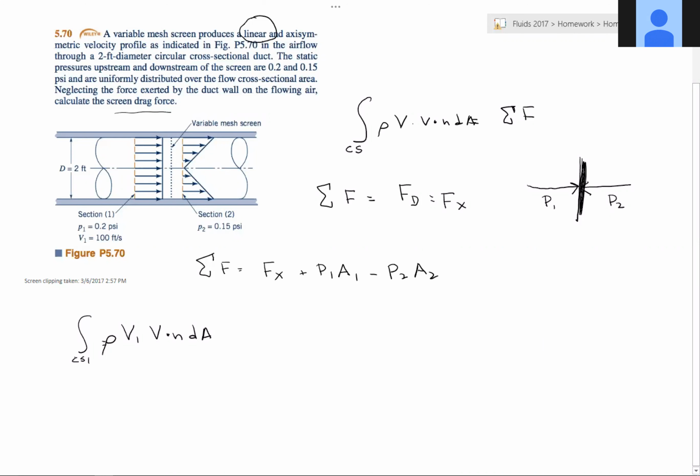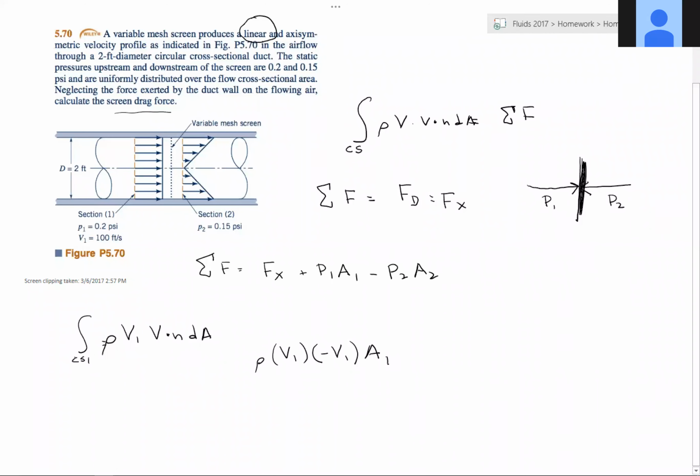Absolutely. We have a uniform velocity. It does not depend on area. And hopefully we know just by looking at it that our U1 is equal to V1. We'll put our rho here. Our V dot N is equal to negative V1. And that's our area 1.